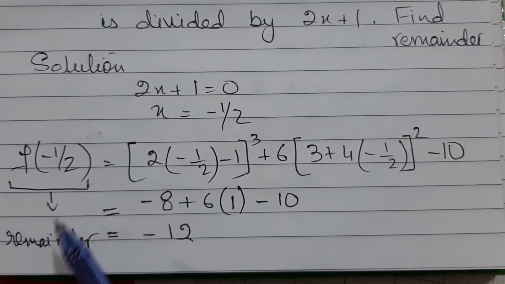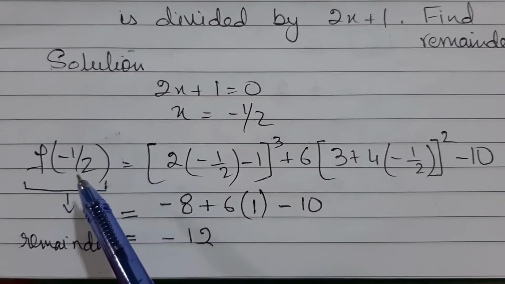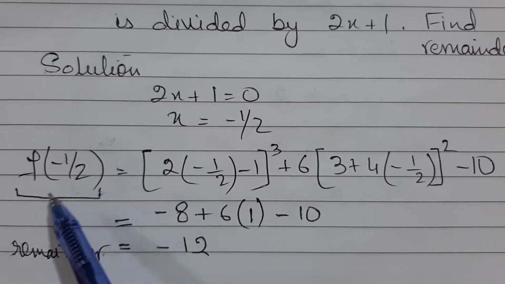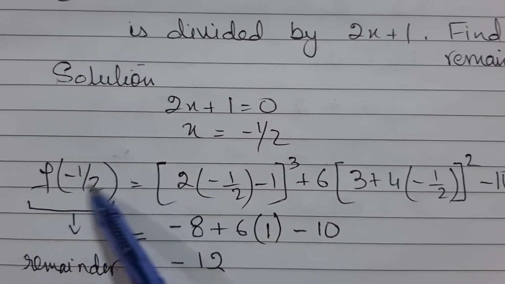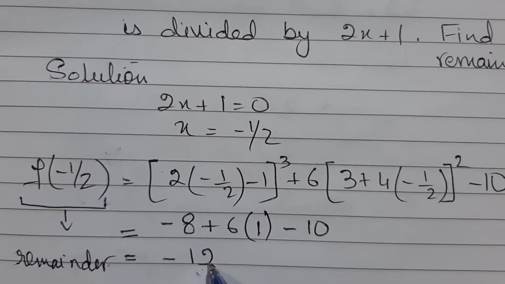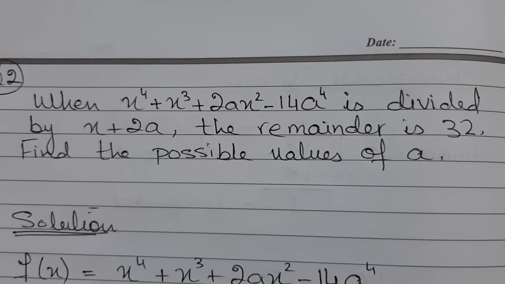So this basically gives you the remainder. At times a student says, "Miss, now what do I write in place of this?" You don't have to write anything. You don't have to do anything with this. This is simply giving you a hint that whatever is coming on the other side, like it is minus 12, that is the remainder when you divide this polynomial by this.